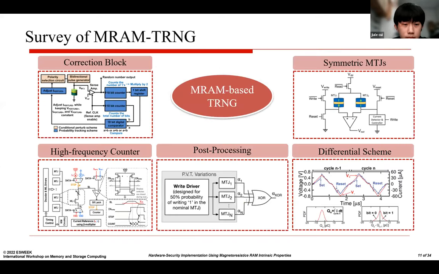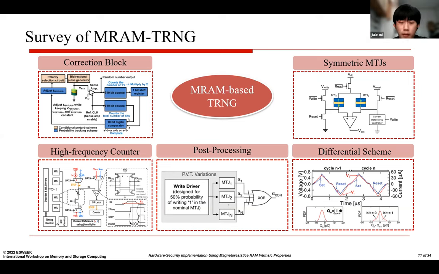We investigated several methods to implement MRAM-based TRNG. The first is correction block. It has a probability tracking unit to guarantee 50% switching probability. The second is symmetric MTJs, which execute a write operation to serially connected MTJs. And we can also use a generator with a high frequency counter.